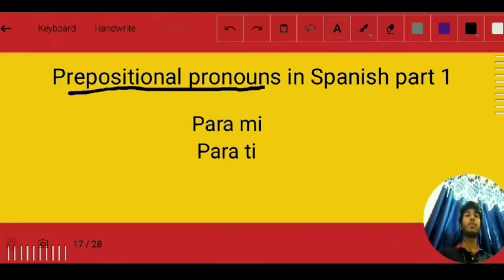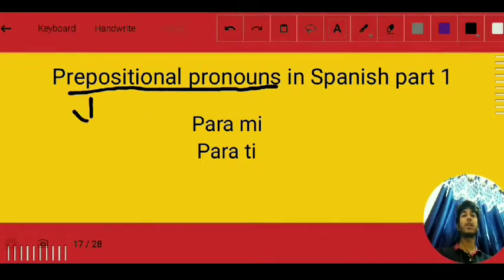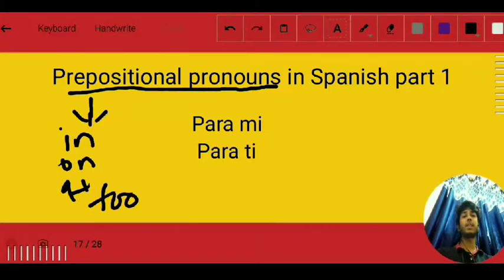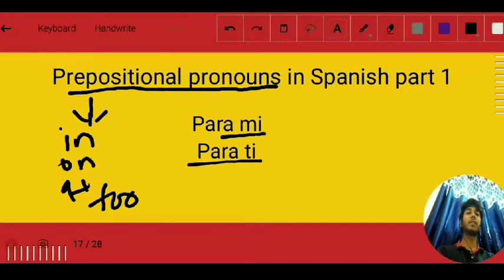So the word Prepositional Pronouns means the pronouns which come after the preposition. For prepositions in English, examples are in, on, at, for, etc. So we are going to move on to this lesson and we are going to remember this lesson as the Para mí and Para ti lesson. So it is going to make our life easier and simpler and our fluency in Spanish simpler. So remember this thing as Para mí and Para ti.